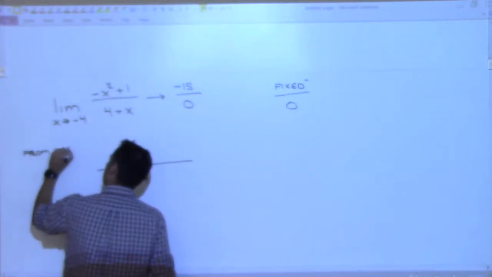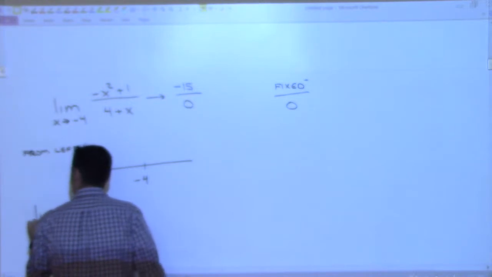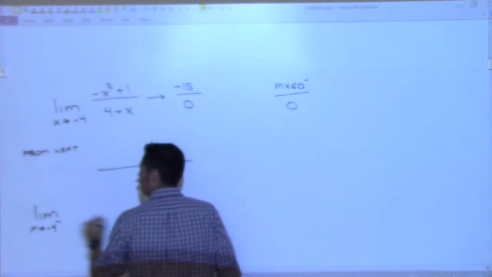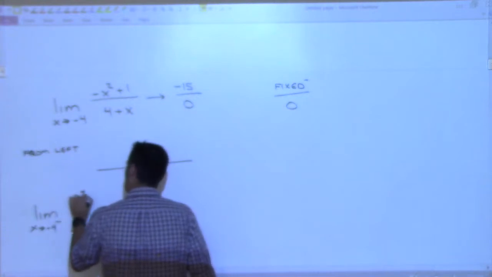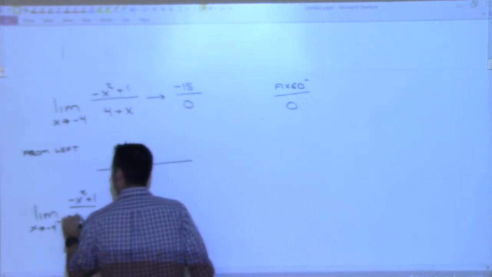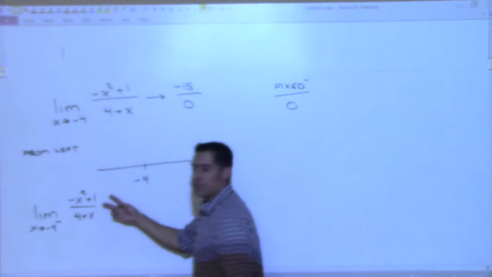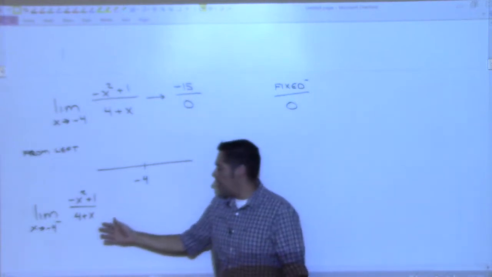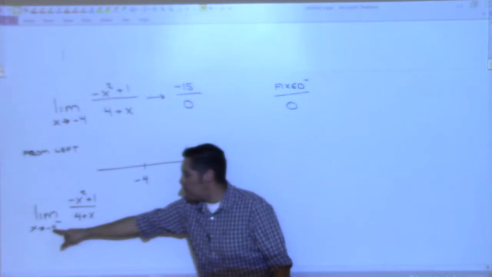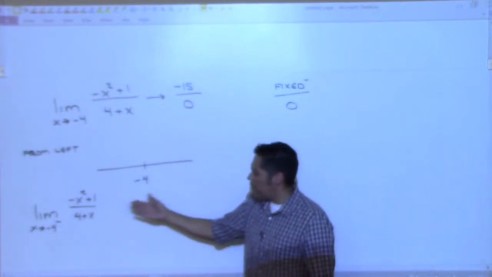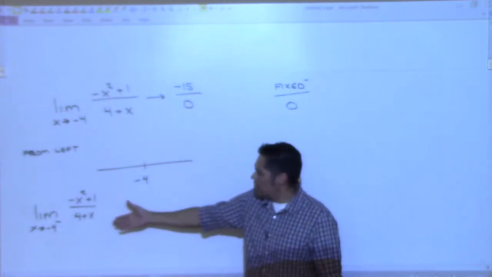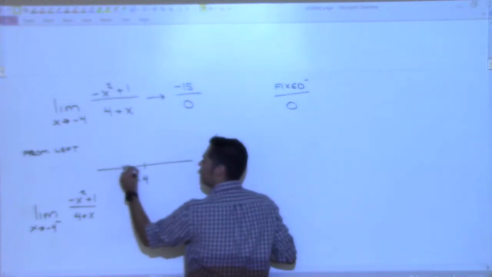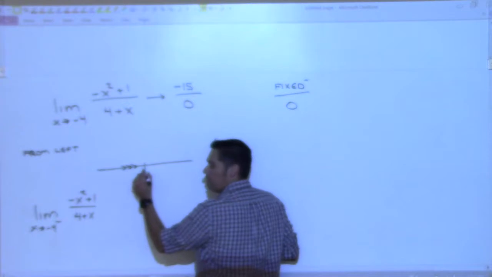Let's do that right here. From the left means we need to look at the limit as x approaches -4 from the left of (-x squared plus 1) over (4 plus x). And Derek, nothing changes here in terms of we still have -15 over 0, right? But it's the way we're approaching -4. So which side am I going to come in from if I'm doing that? Right, left. So over here.